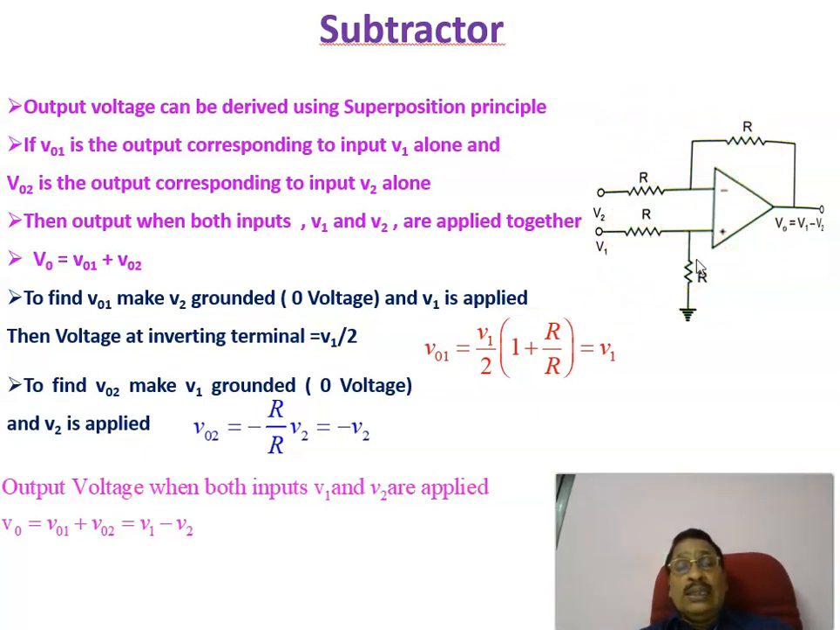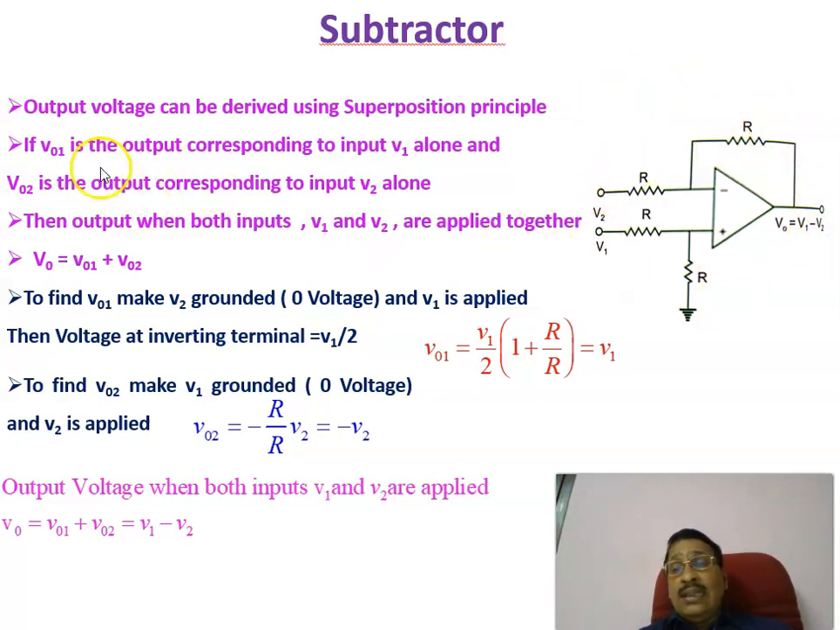Now, to prove that, we have to see what the output voltage is when both inputs V1 and V2 are applied. The output voltage can be derived using the superposition theorem. When there are more than one input, you can apply the superposition theorem. First assume that V1 is present and V2 is grounded, and see what the output voltage is. Let us call it V01. In the second case, you ground V1 and apply V2, and the corresponding output is V02. When V1 and V2 are both present, the output voltage is V01 plus V02. That is the superposition theorem.